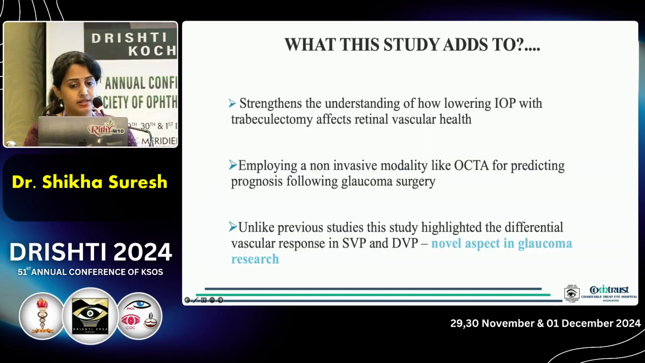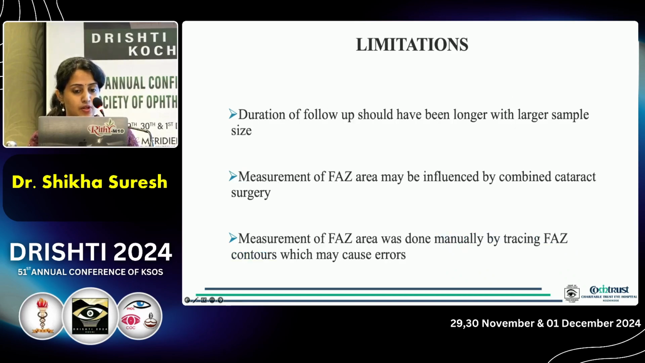So what this study adds to the literature is that it strengthens the understanding of how lowering IOP with trabeculectomy affects retinal vascular health, and employing a non-invasive modality like OCTA for predicting prognosis following glaucoma surgery. Unlike previous studies, this study highlighted the differential vascular response in superficial and deep vascular plexus, which is a relatively novel aspect in glaucoma research.